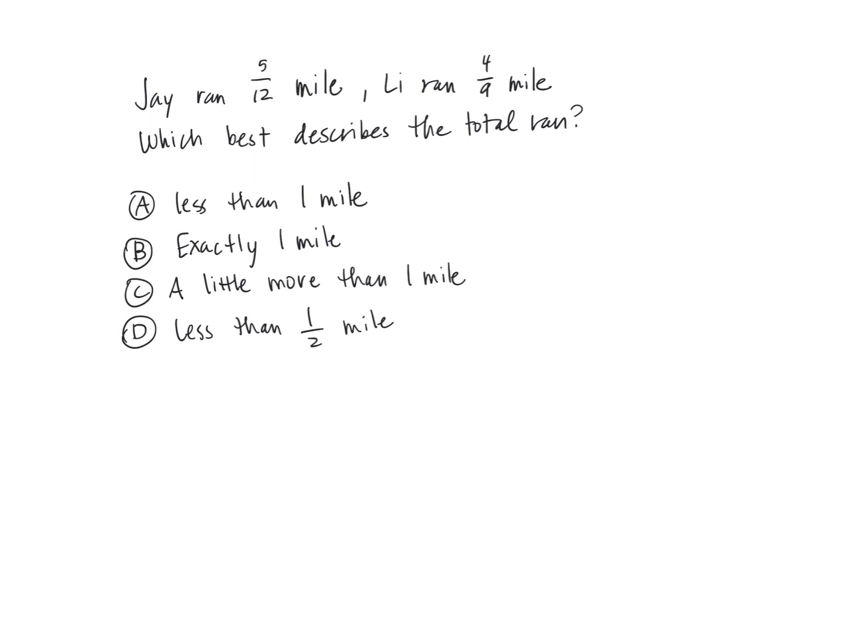Okay, so this one, it says Jay ran 5/12 of a mile. Lee ran 4/9 of a mile. Which best describes the total ran? So they're looking at less than a mile, exactly a mile, a little more than a mile, or less than half a mile. So we need to figure out which one is correct.